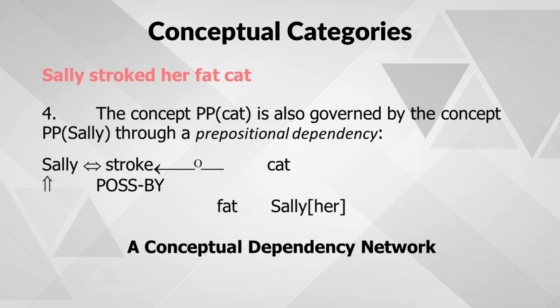In this analysis, the verb stroke governs the direct object cat. The pronoun her indicates possession, linking Sally to cat and showing that it's Sally's cat. The adjective fat is connected to cat, describing the type of cat. This kind of analysis illustrates how different elements of the sentence are interconnected in terms of concepts and relationships.